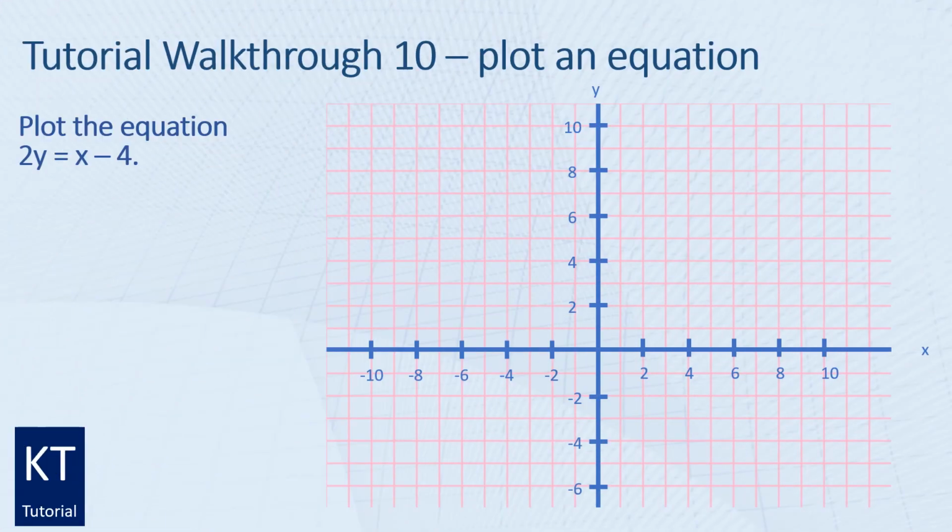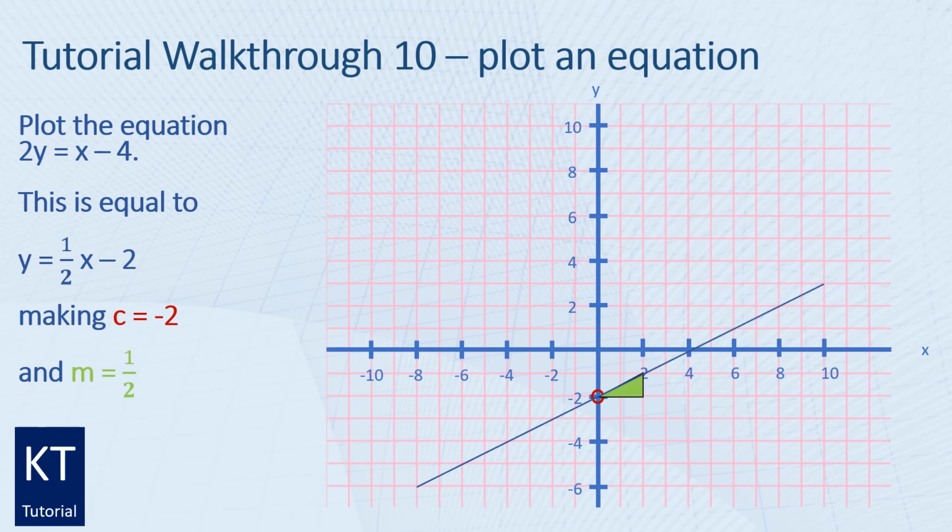Tutorial walkthrough 10. Plot the equation 2y equals x minus 4. In such an instance, you want to rearrange the equation such that its left-hand side starts off with a single y. With that, we should be able to plot the line accordingly.